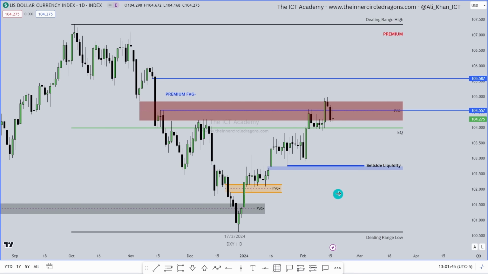Do we run through it? Do we displace through it? Do we close back below it? And how do we close back below it? All of this is going to give me insight and feedback into what I will anticipate price to do next.